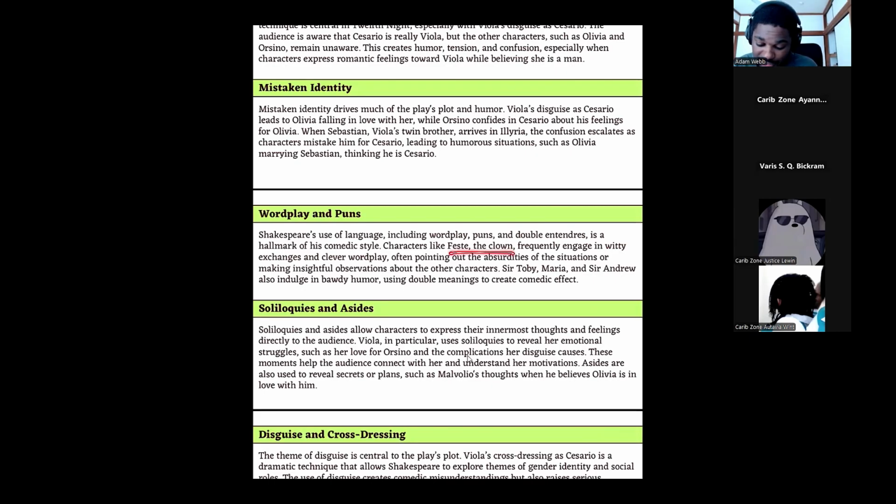Characters like Feste frequently engage in witty exchanges and clever wordplay, often pointing out the absurdities, the craziness of the situations, or making insightful observations about the other characters. Sir Toby, Maria, and Sir Andrew also indulge in bawdy humor, especially with the riskier side of things with Toby, using double meanings to create comedic effect.